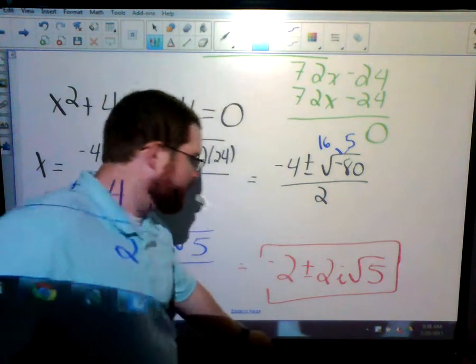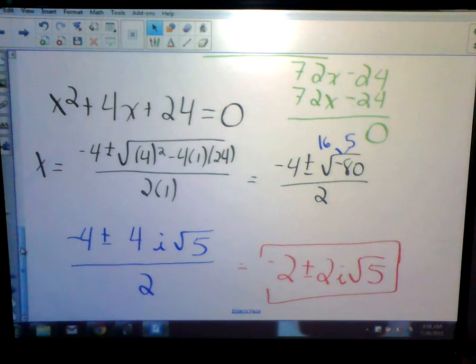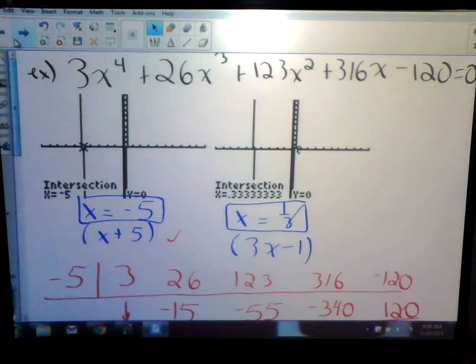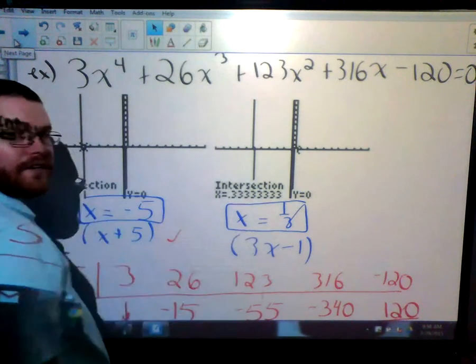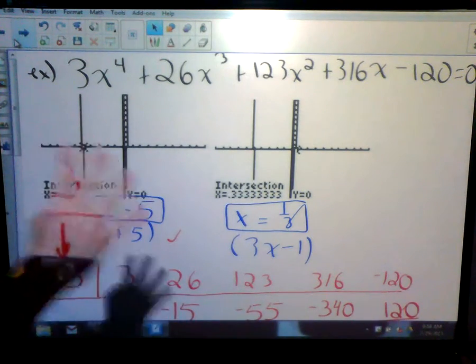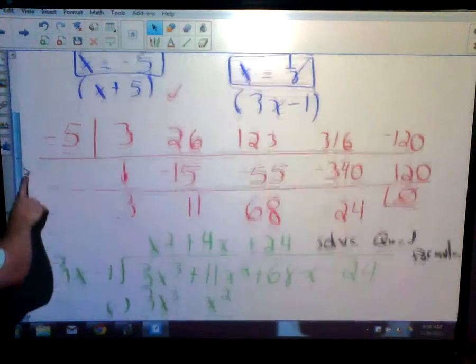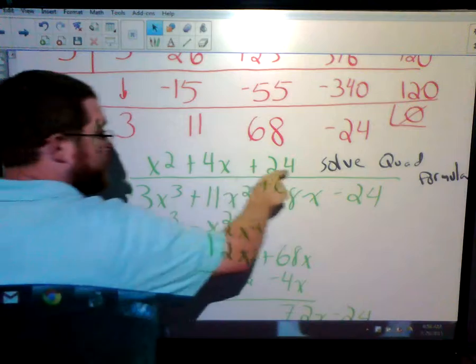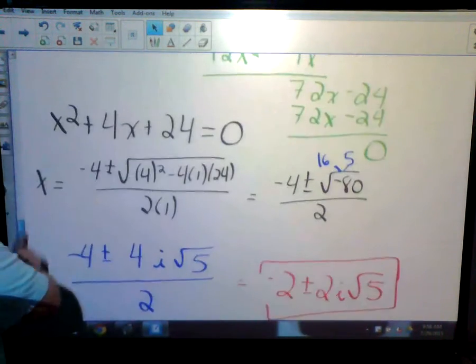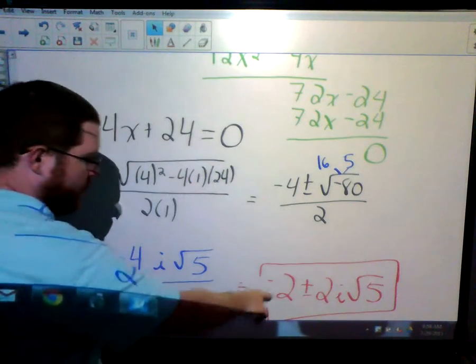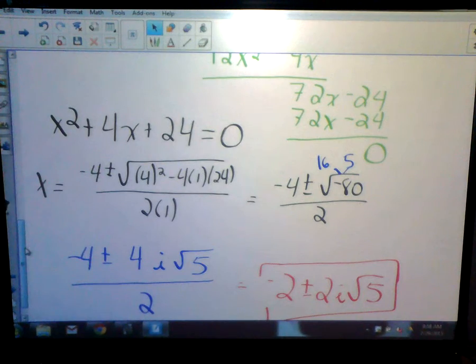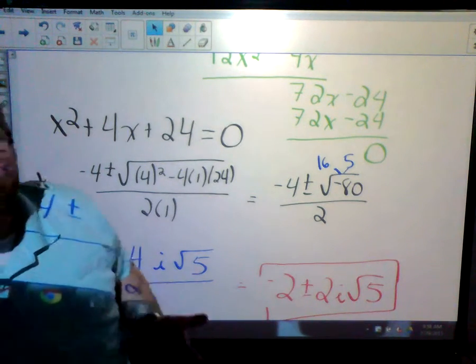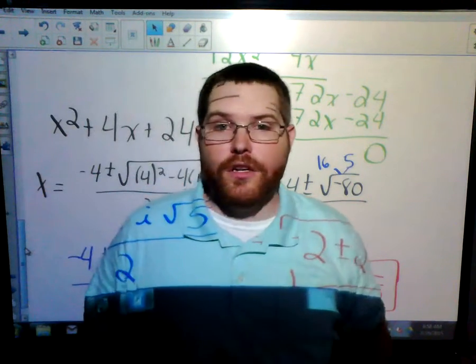So how many answers did I finally find? Well, a long time ago, I used my calculator and I found negative 5 and positive 1/3. That was 2 of the 4 answers I needed. I divided one of them out and got an answer. I took the answer and divided the other one out, and I got a quadratic. I took the quadratic, used the quadratic formula, and found the other 2 answers. This is a long process. That's why we call it finding zeros the long way.